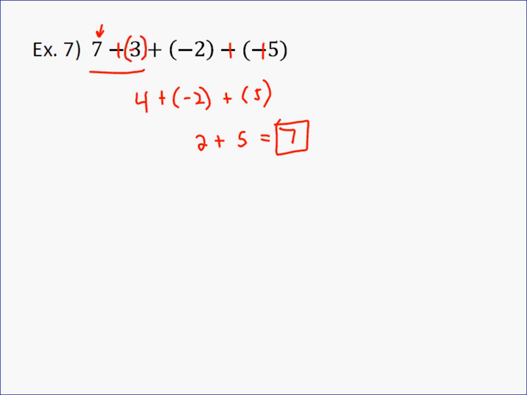So that's how you add or subtract positive and negative numbers. Remember, if you're adding numbers together and they have different signs, you subtract the numbers and take the sign of the bigger number. If the signs are the same, you add them, and two negatives always add up to a negative.